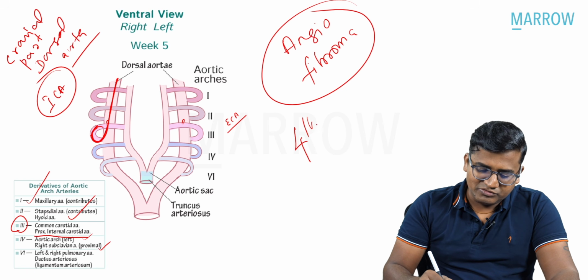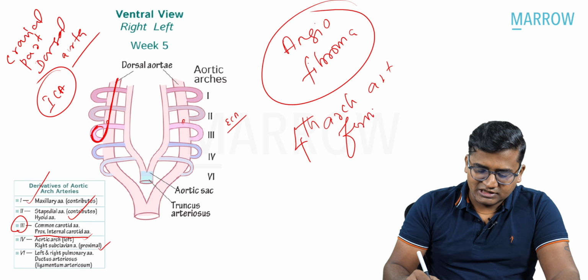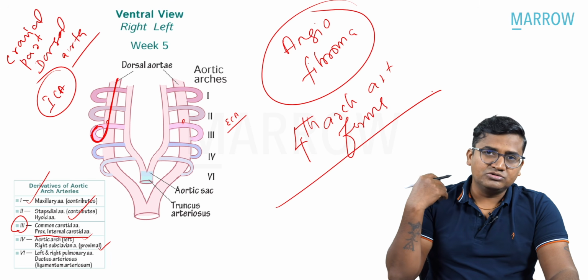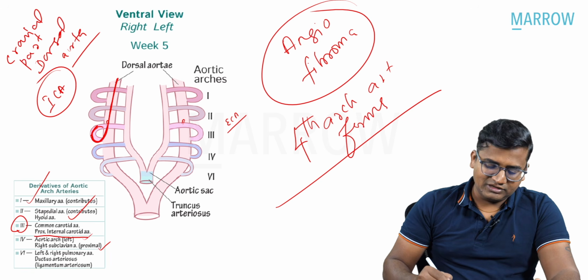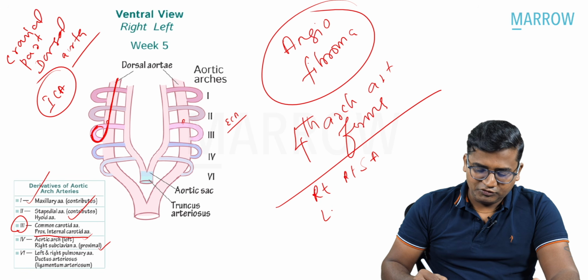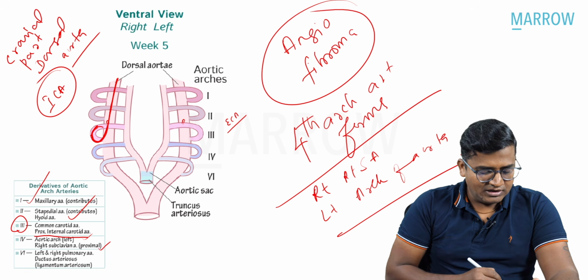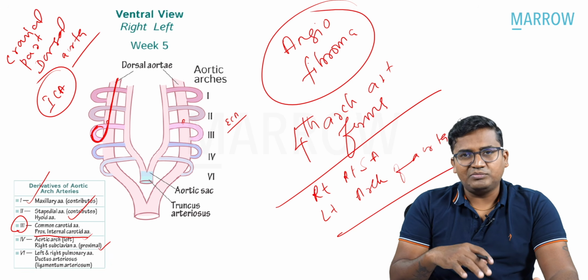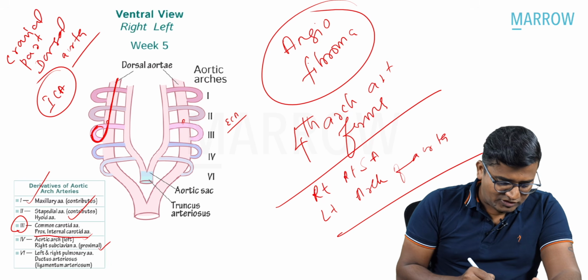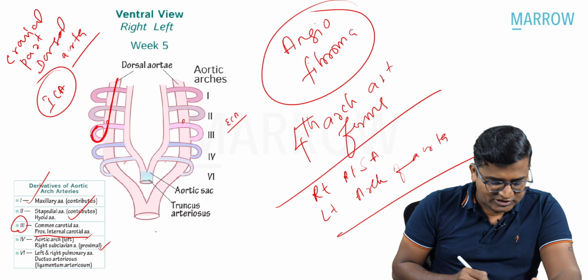In the exam, they will give you the question, fourth arch artery forms, and they are not mentioning the side. So, we have to include both sides, right and left. Right fourth arch artery forms the right subclavian artery and left fourth arch artery forms the arch of aorta. So, please don't forget. Now, the proximal part of the sixth arch artery on both sides will form the pulmonary artery. And this is very important. Another expected question for the coming NEET exam.